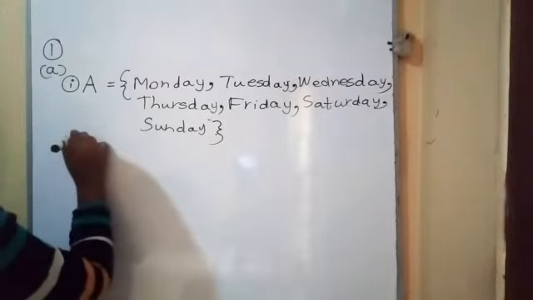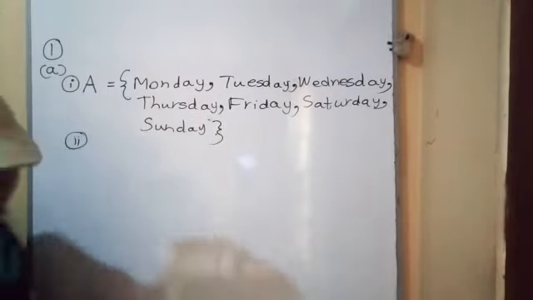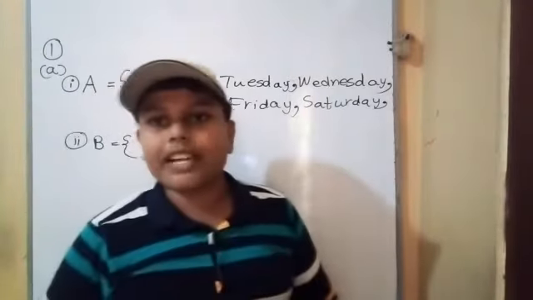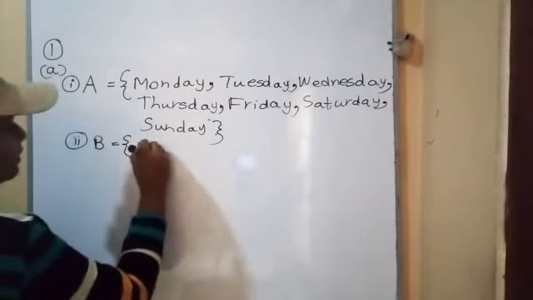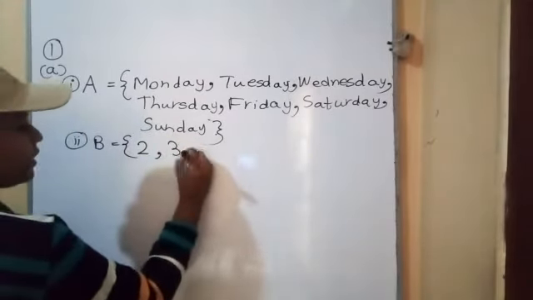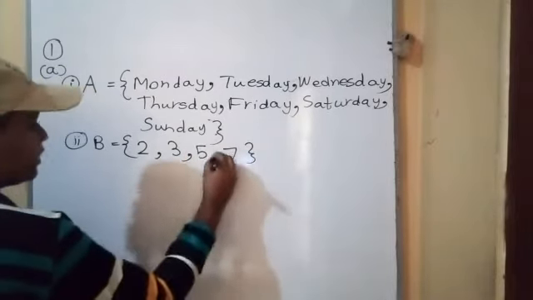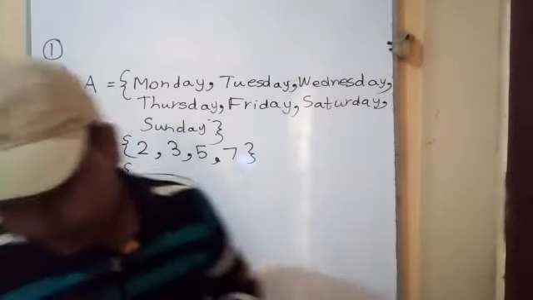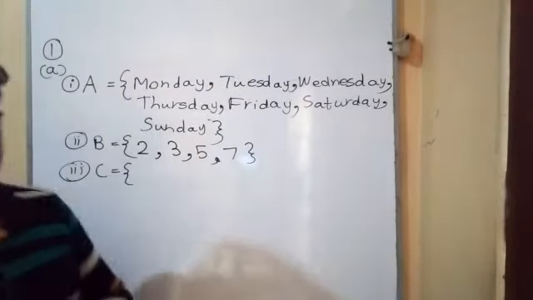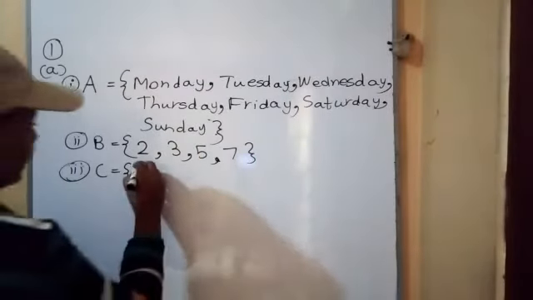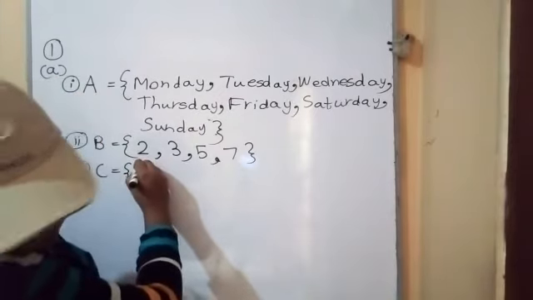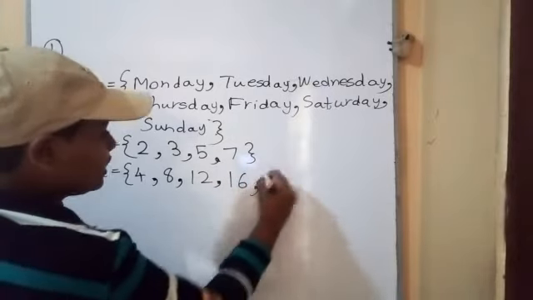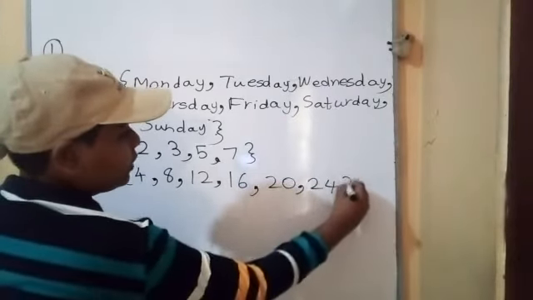And that is the second one, B. Prime numbers between 0 and 10. What are the prime numbers between 0 and 10? 2, 3, 5, 7. The third one, C, curly brackets. Multiples of 4 between 0 and 25. What are the multiples of 4 between 0 and 25? 4, 8, 12, 16, 20 and 24.